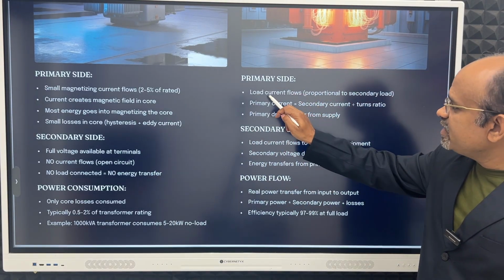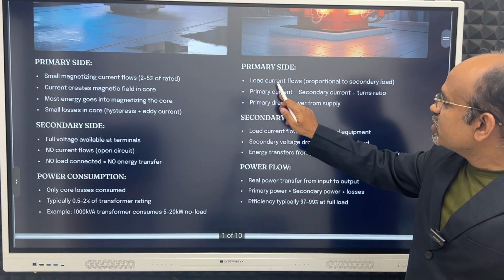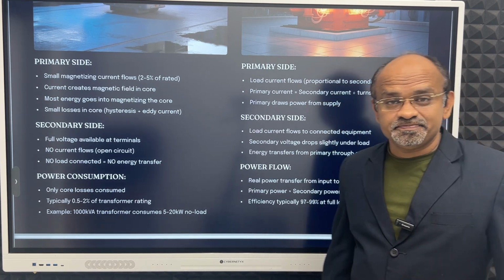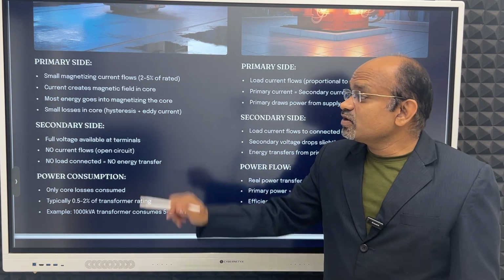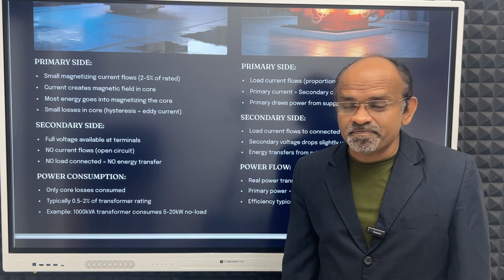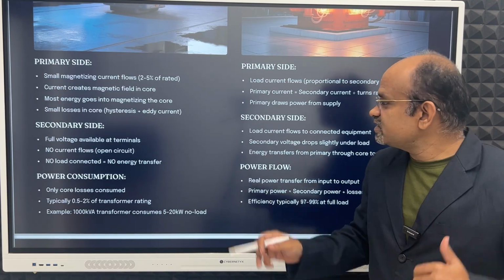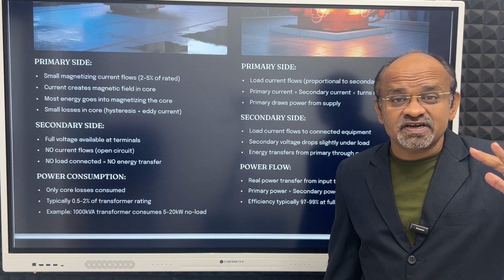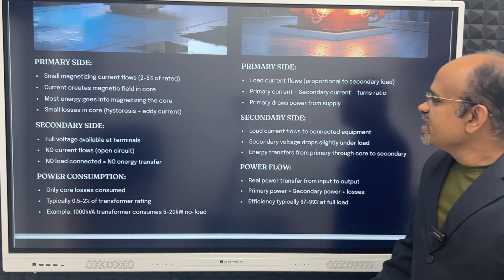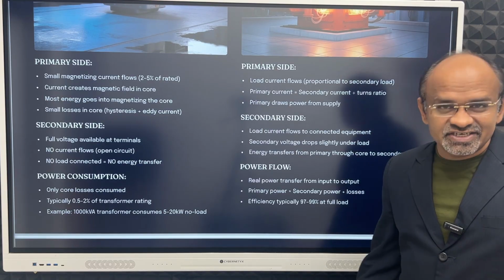What happens on the primary side? It is fully loaded now. See the current. The load current flows proportional to the secondary load. Earlier only 2 to 5% flowed for magnetism in the core. Here it is proportional to the load. If the load is 50%, load current will flow at 50%, not like 2 to 5%. Now, primary current is equal to secondary current divided by the turns ratio.